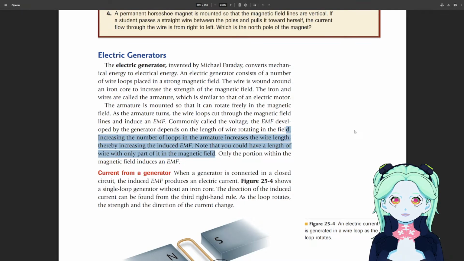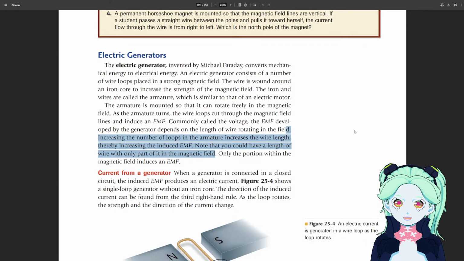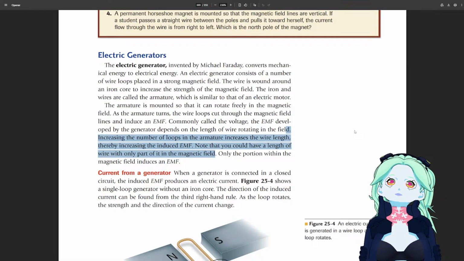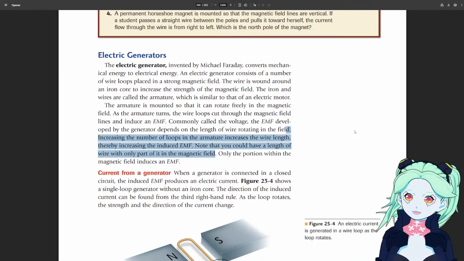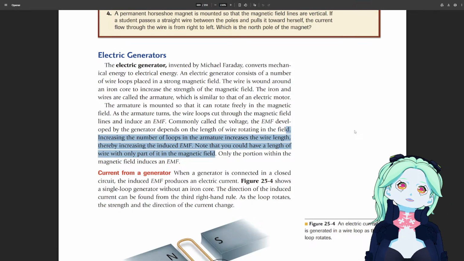So in other words, the iron and wires are called the armature, which is similar to that of an electric motor. The armature is mounted so that it can rotate freely in the magnetic field. As the armature turns, the wire loops cut through the magnetic field lines and induce an EMF, commonly called the voltage. The EMF developed by the generator depends on the length of wire rotating in the field.